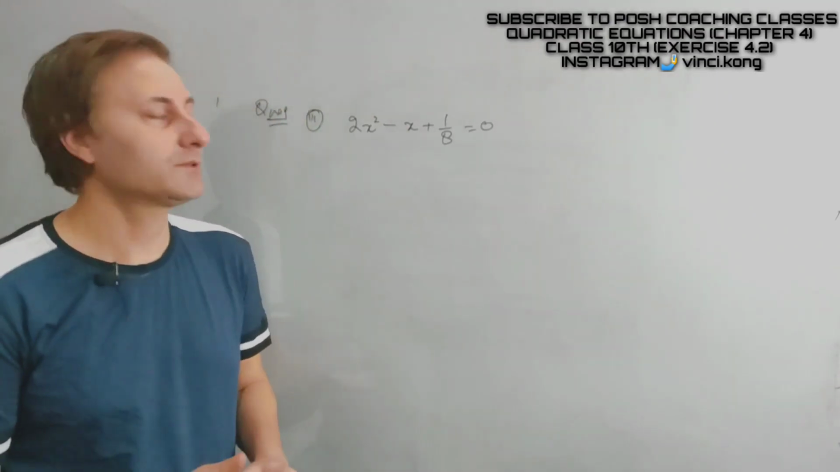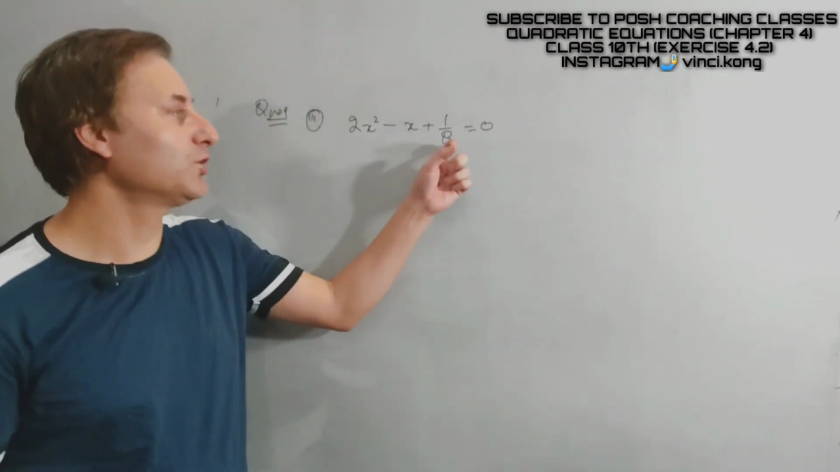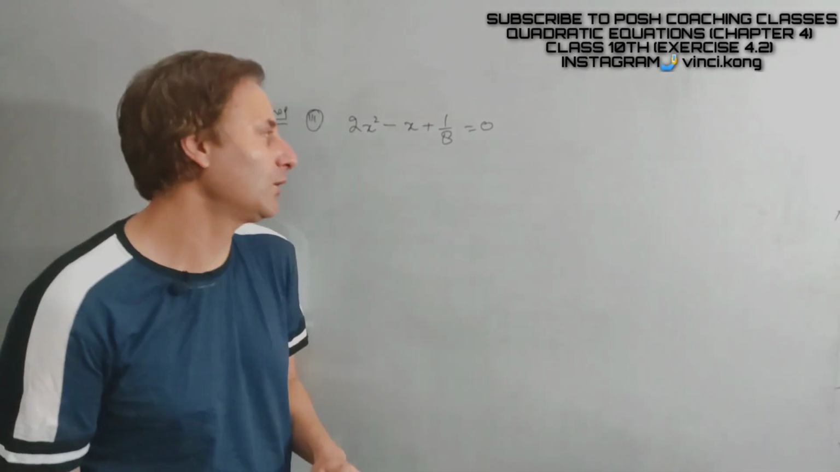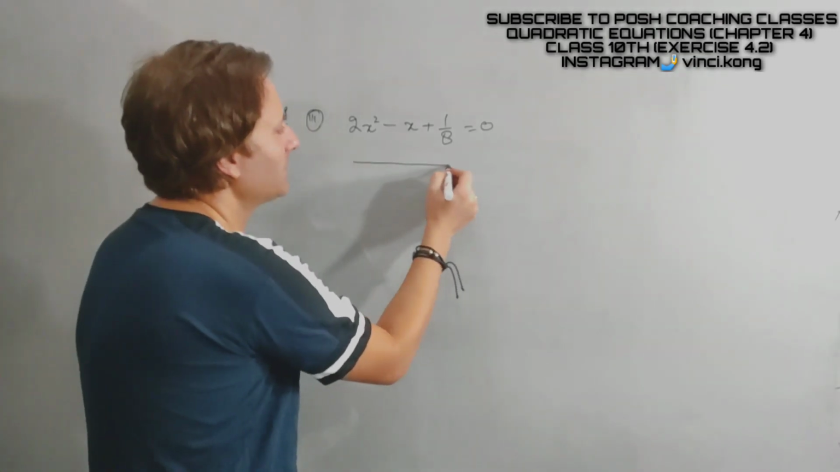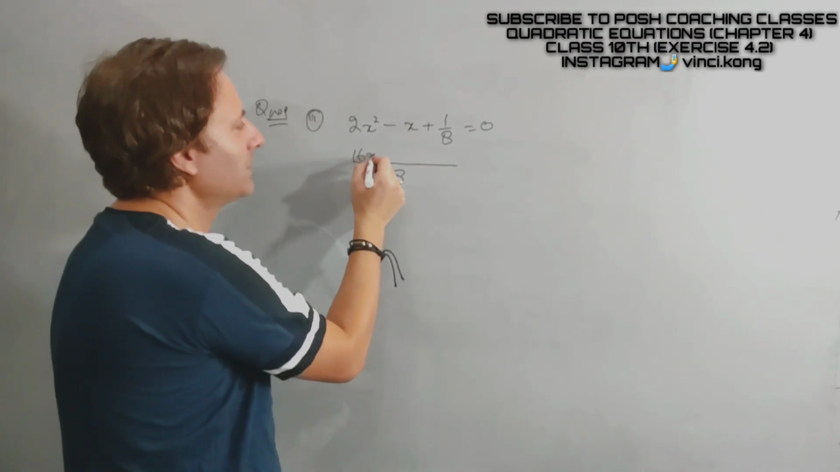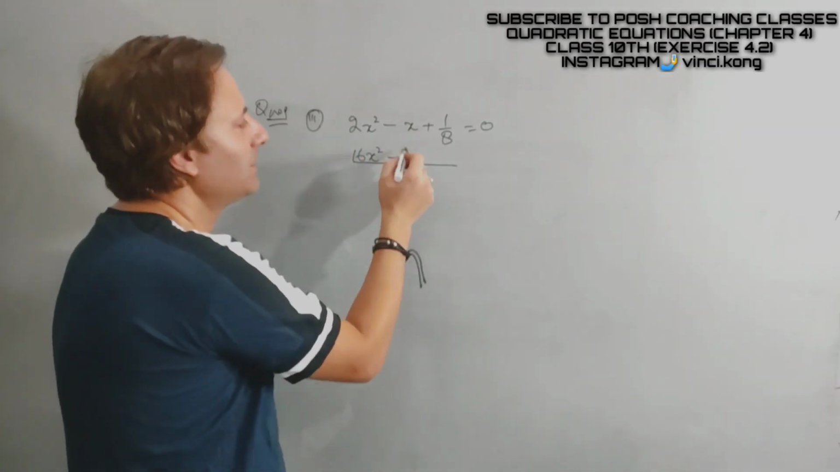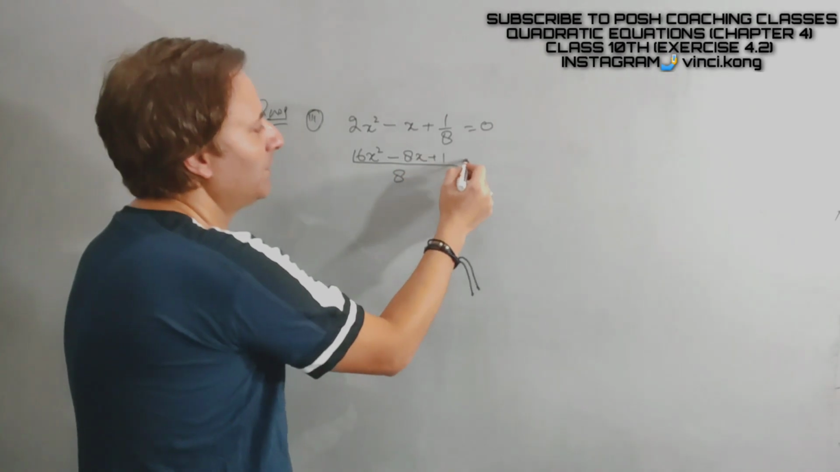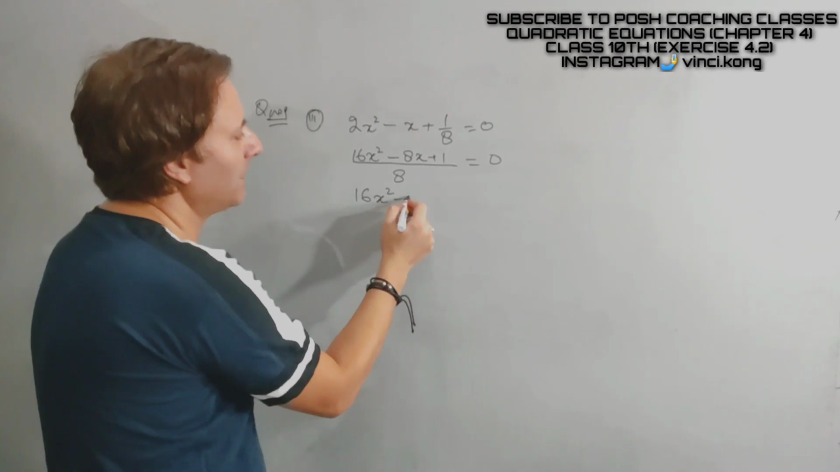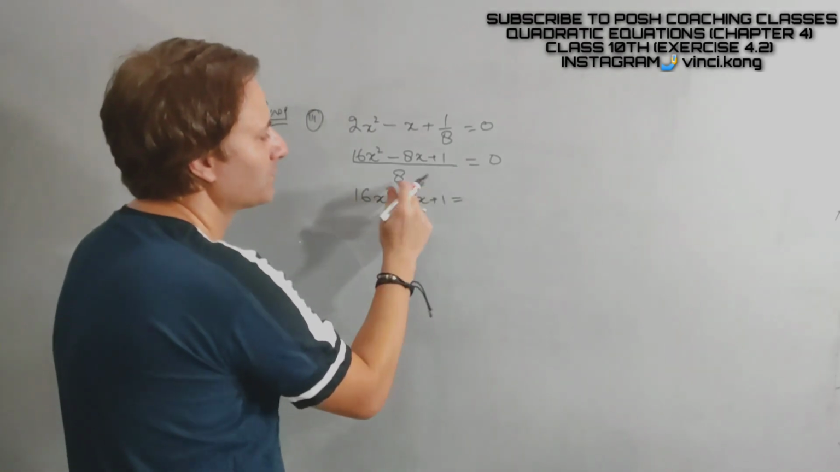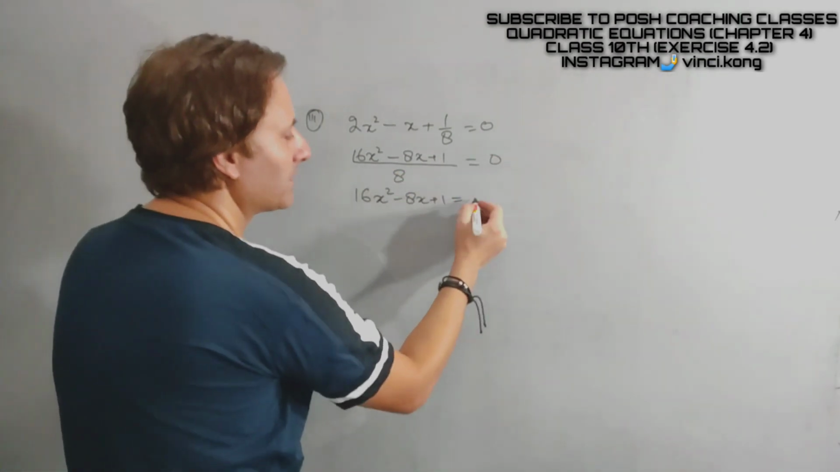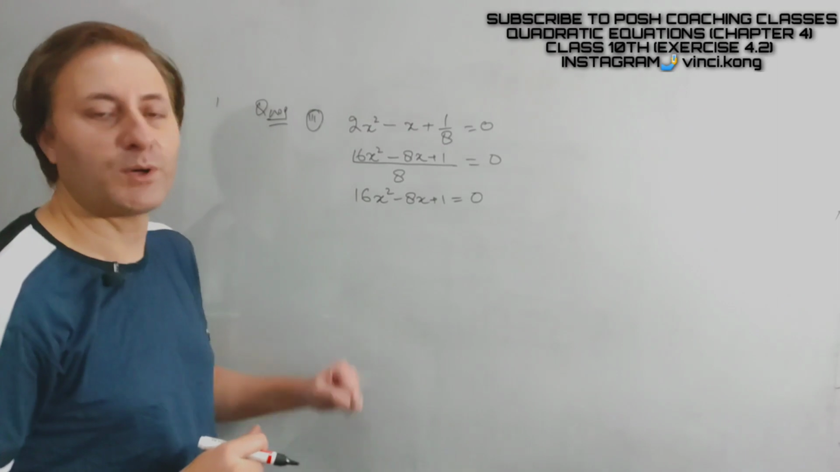So in this particular question, we have a denominator here. So let's try and take this denominator off. How do we do that? Let's take the LCM. So we have 8 as LCM. 8 multiplied by 2 is 16x squared. Then it is 8x, then 1 equals 0. So what do we have now? We have 16x squared minus 8x plus 1 equals, this 8 goes this side, it's in division, it goes there as multiplication, so it is 0. So this is our equation now.